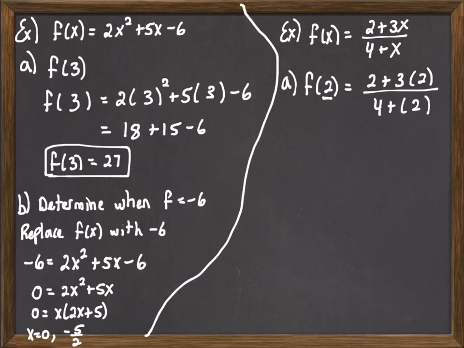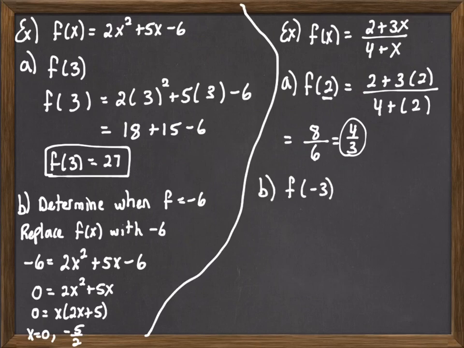Okay, we then would go through and just simplify in the top. 3 times 2 is 6. 6 plus 2 is 8. In the bottom, 4 plus 2 is 6. So we get 8 over 6, which we can simplify to be 4/3.